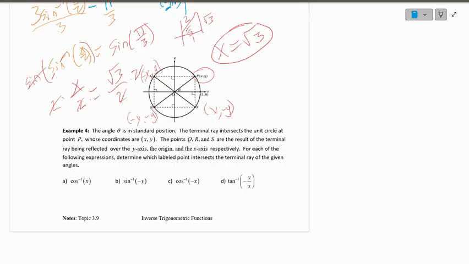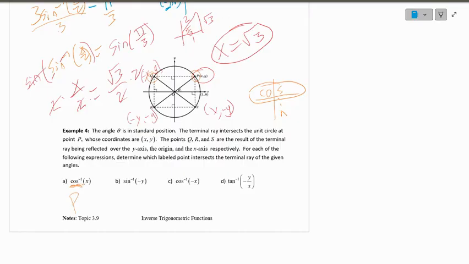It's saying here, for each of the following expressions, determine which labeled point intersects the terminal ray of the given angle. So you want to look and say, inverse cosine. Remember, inverse cosine has to be in quadrants 1 or 2. So your only 2 options here are P and Q, and we're finding where x is positive, which would mean point P. And that's your answer.